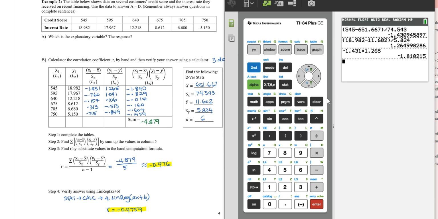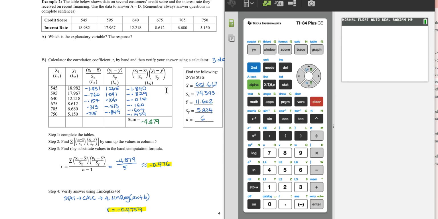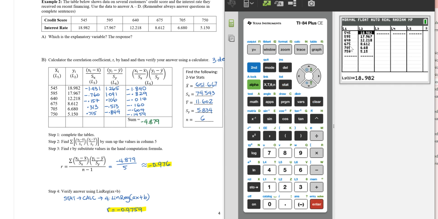On the calculator, let me clear it. The first thing I need to do is pull out the summary statistics for both the independent variable and the dependent variable. To do that, I first need to enter my data into the lists. Notice that L1 is my x, the independent variable, and L2 is my y, the dependent variable. I'm going to obtain the summary statistics first, the mean and standard deviation.